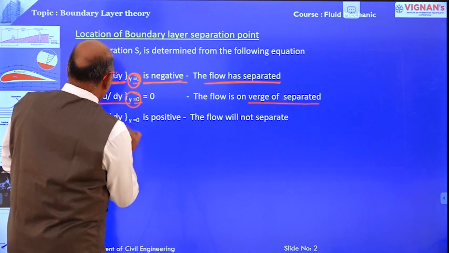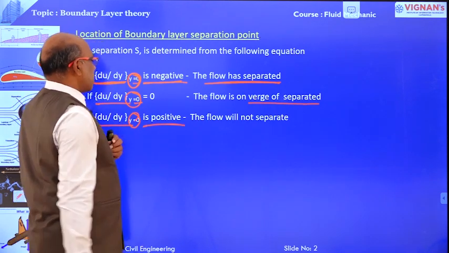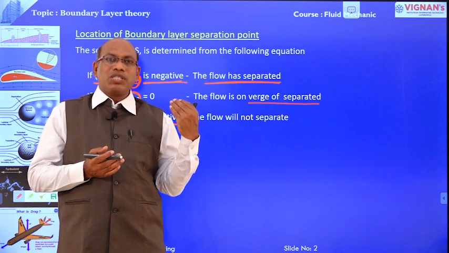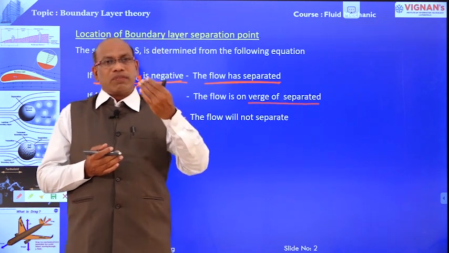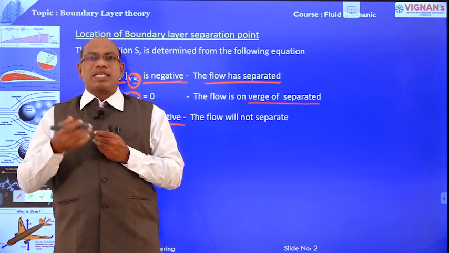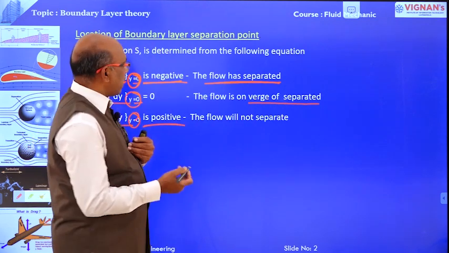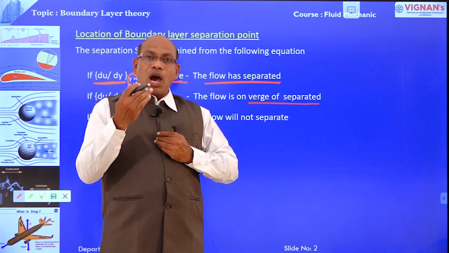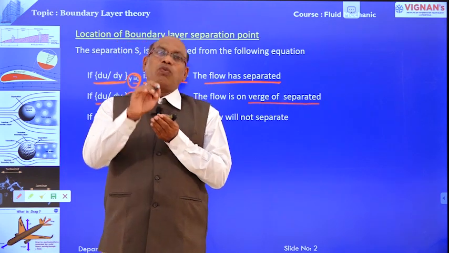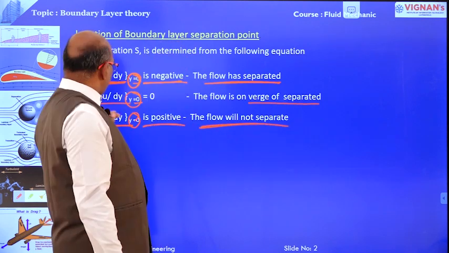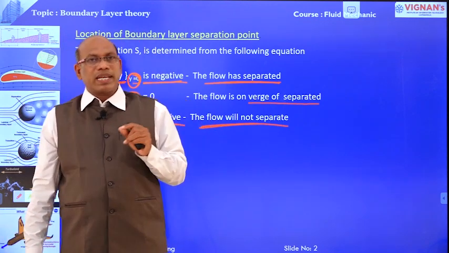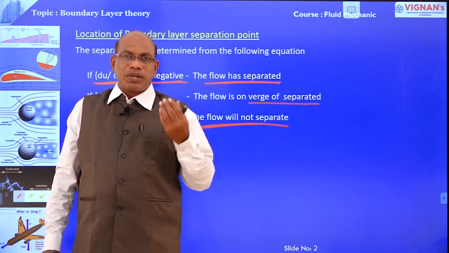And the next one, du by dy is positive at y equal to 0. Du by dy positive means the velocity gradient is positive, the pressure is minimum, and the pressure gradient is negative. dP by dx is negative. Once the pressure gradient is negative, there is no separation. Once dP by dx is less than 0, the boundary layer moves in the forward direction. There is no separation. These three equations conclude whether the boundary layer exists or boundary layer separation takes place or not.